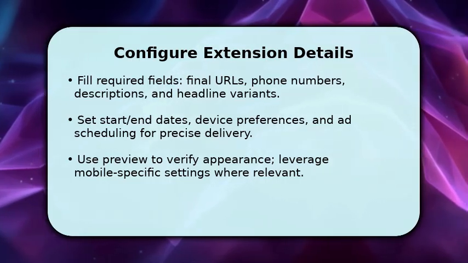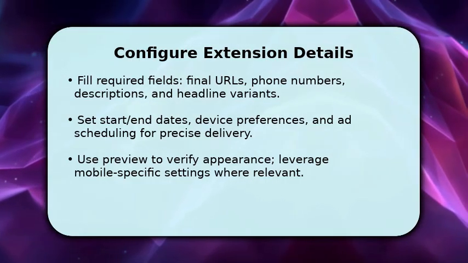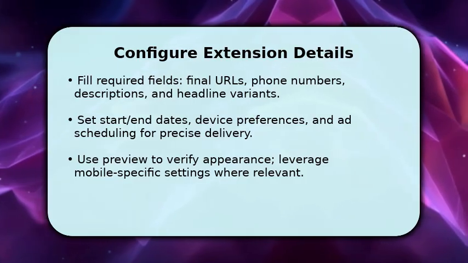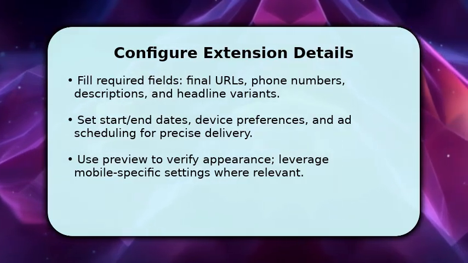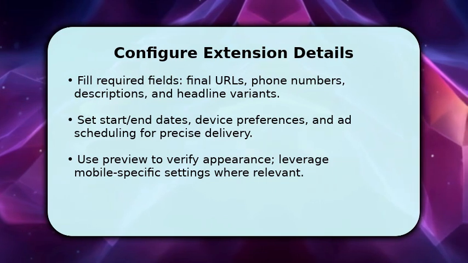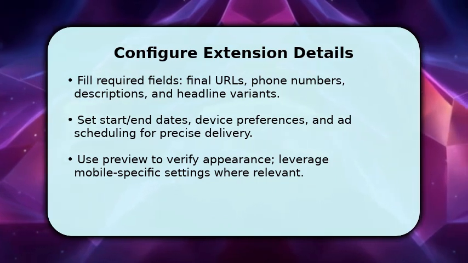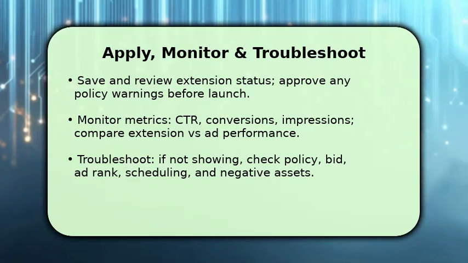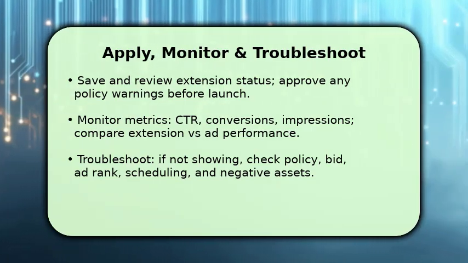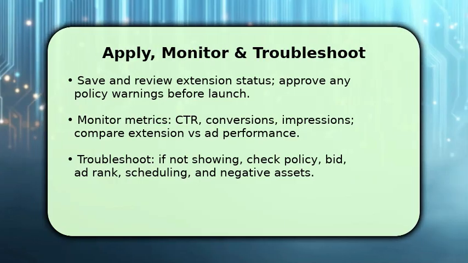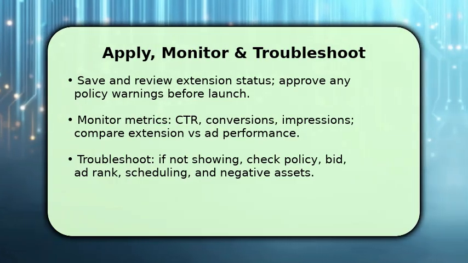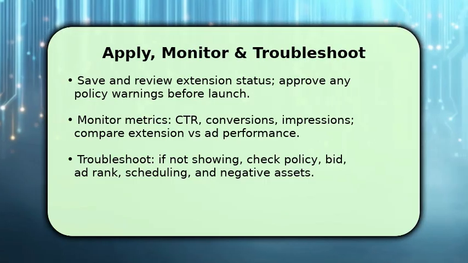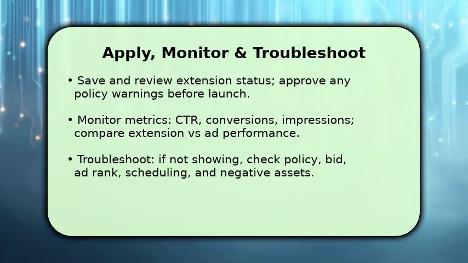If you have multiple variations, add them now to allow Google to optimize performance across auctions. After saving, immediately check the extension status and resolve any policy warnings so delivery isn't blocked. Make sure the extension is attached at the intended level, account, campaign, or ad group, because attachment determines eligibility. Once live, monitor CTR, impressions, and conversions to confirm impact.